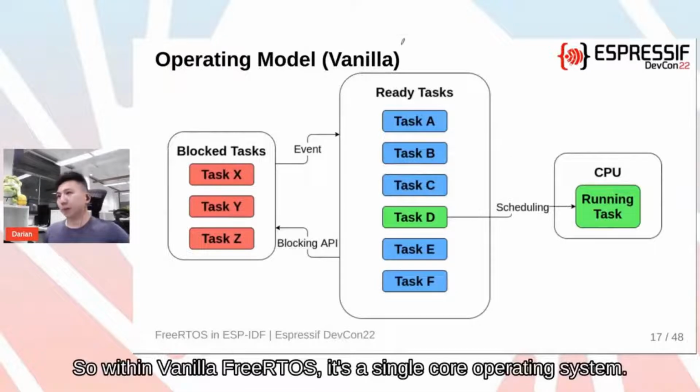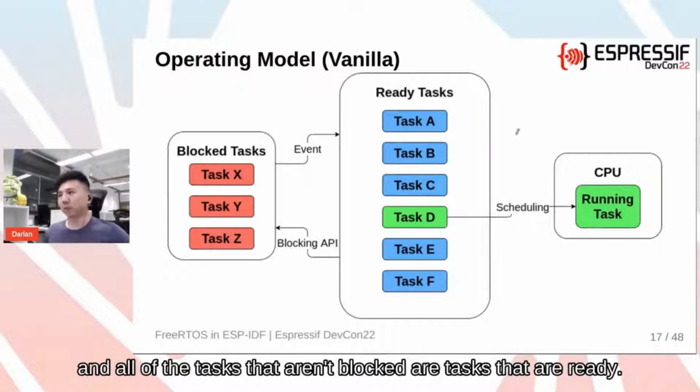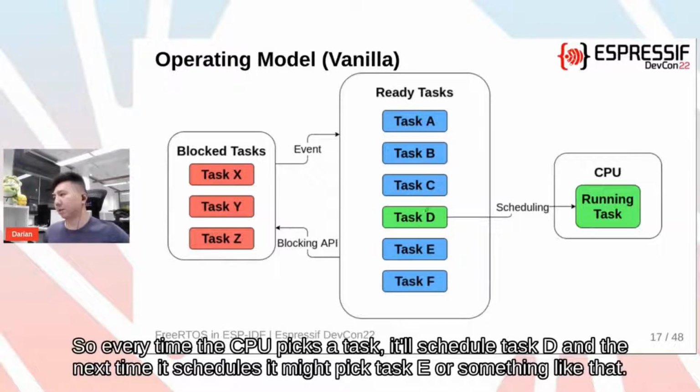Within vanilla FreeRTOS, it's a single core operating system. So the user creates a bunch of tasks to parallelize their application, and some of those tasks will be blocked on events, and all of the tasks that aren't blocked are tasks that are ready. And of these ready state tasks, the CPU must pick one of them to execute at any one time. So every time the CPU picks a task, it will schedule task D, and the next time it schedules, it might pick a task E or something like that.